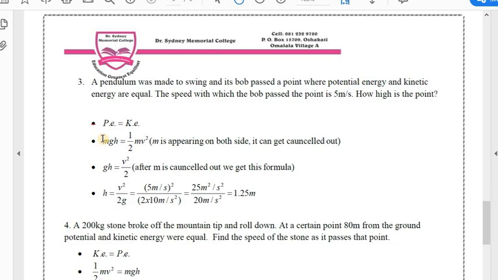Now m is appearing on both sides, so it's cancelled out. Apologies for the spelling of cancelled. That's C-A-N-C-E-L-L-E-D. So because m is appearing on both sides of the equation, it means that you can cancel it out.